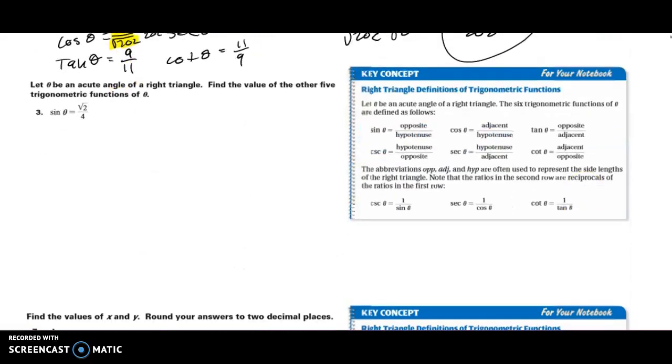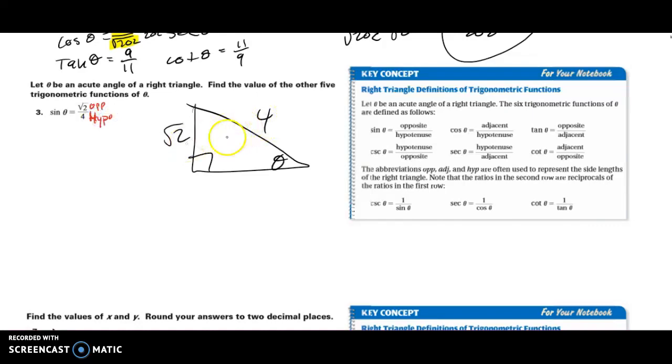Number 3, same deal. Okay, they just give us sine theta equals root 2 over 4. But what I need you to see right now is that is a triangle. So we're going to draw a right triangle, and then pick theta. Here's theta. Sweet. So then opposite would be over here, and then hypotenuse would be there. Notice this right here on top is the opposite, and this is the hypotenuse on bottom.